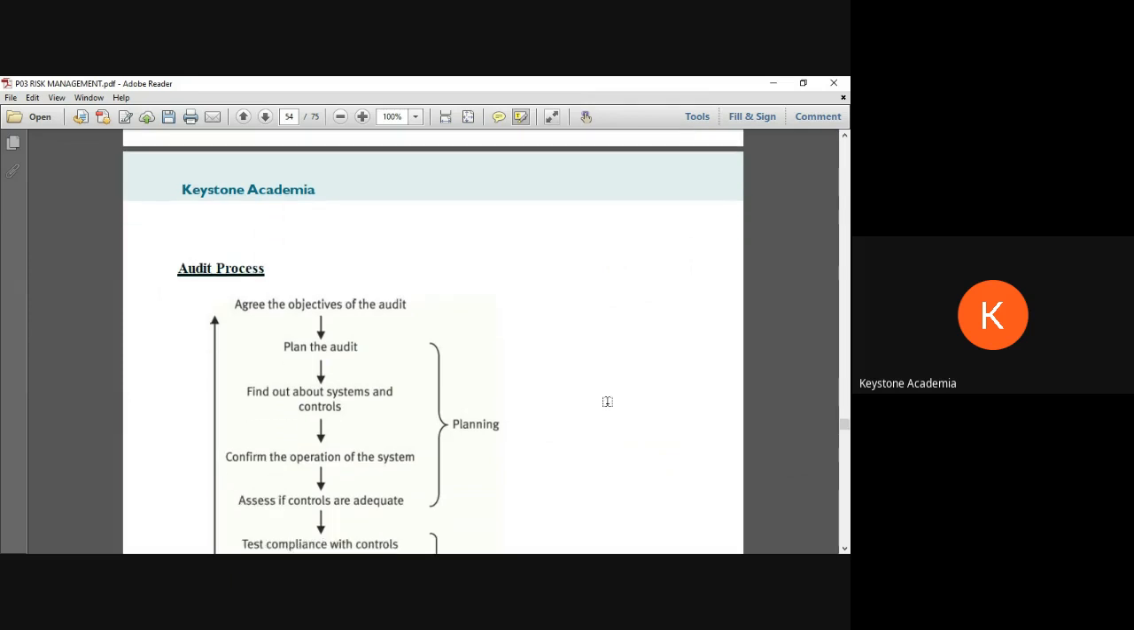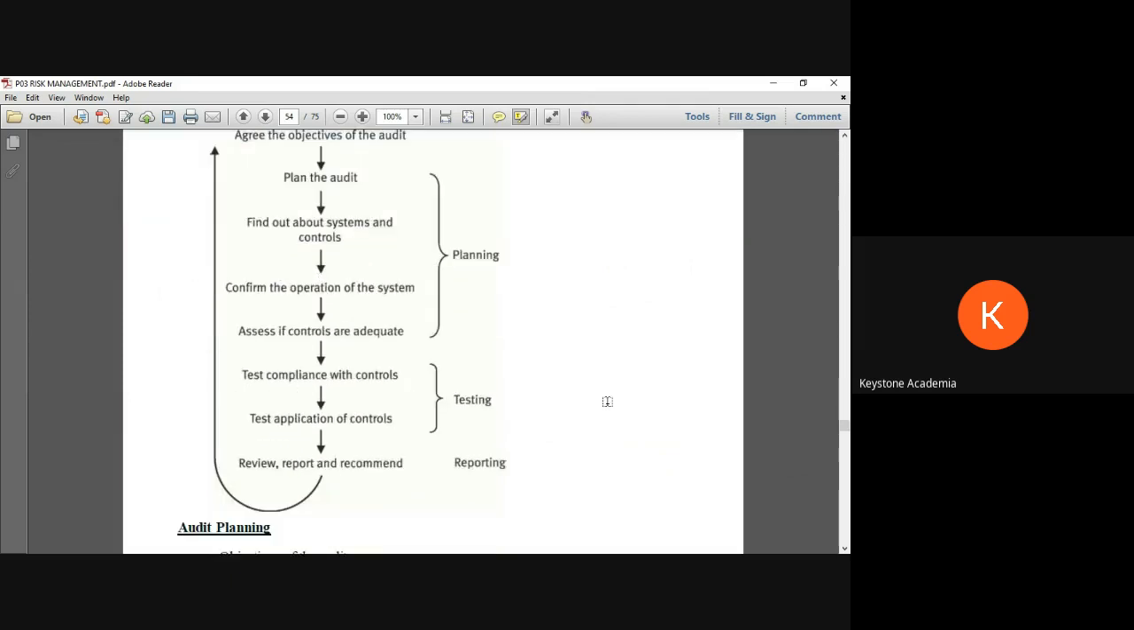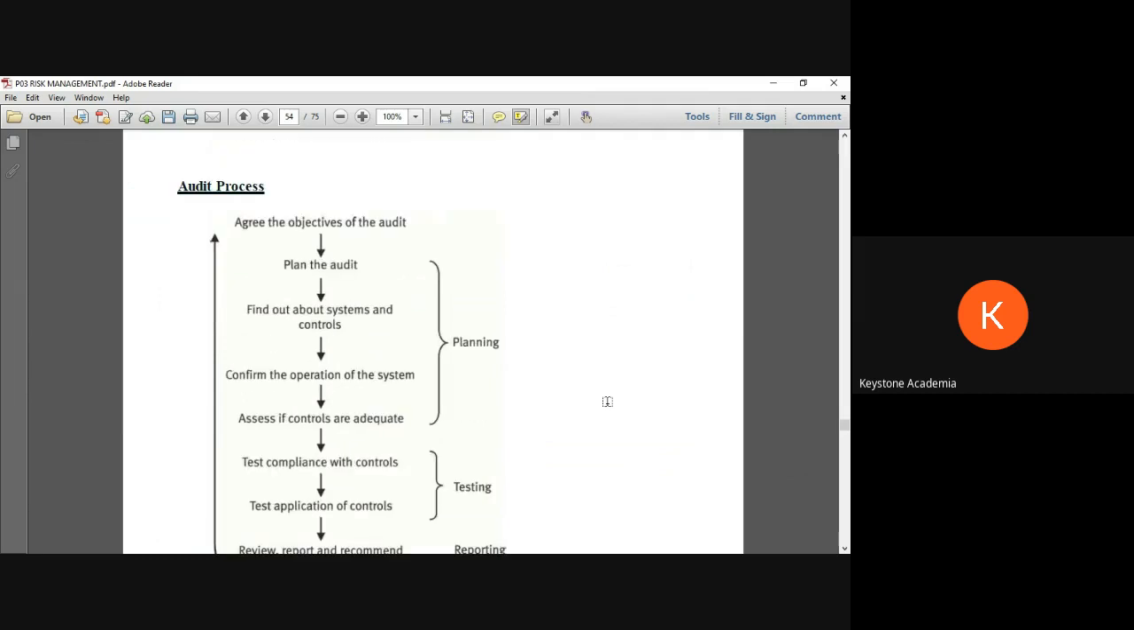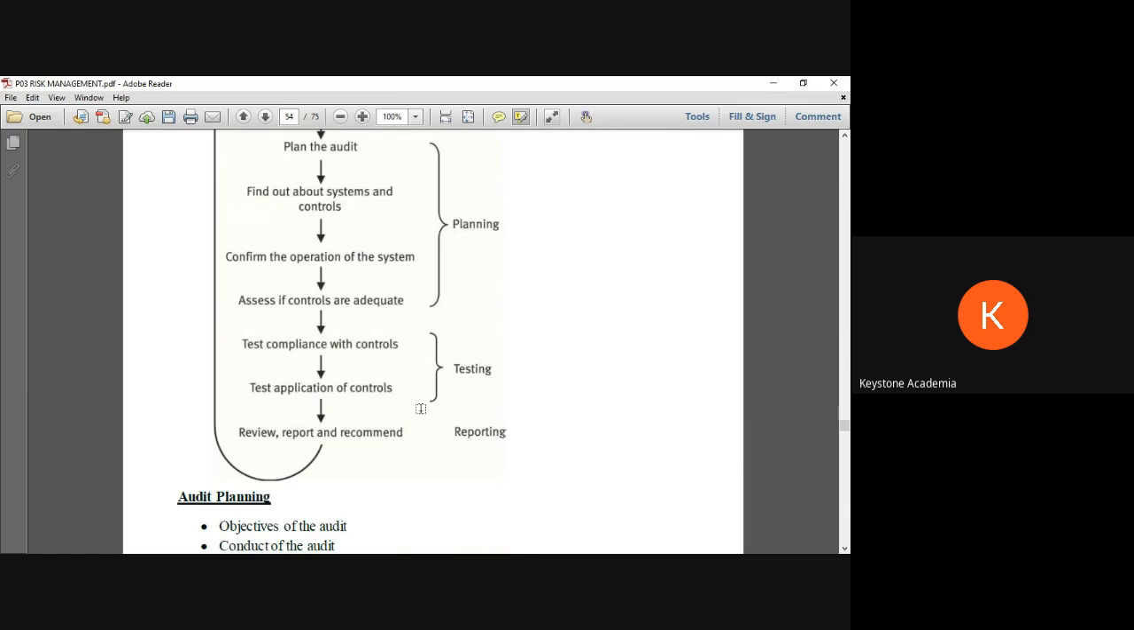Usually the process, again only for understanding, is divided into 3 sections: planning, testing and reporting. Planning is most important: agreeing the objectives with the audit committee. Then you plan the audit and find out about the system and controls. Imagine if they don't know about the system and controls, they cannot test them, especially if they're external and doing it for the company for the first time. Confirm the operation of the system and assess if controls are adequate. These are part of planning. Then in testing, they test compliance with the controls, then test application of controls, and lastly, reporting, reviewing, and recommending.